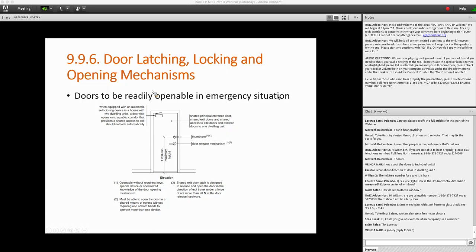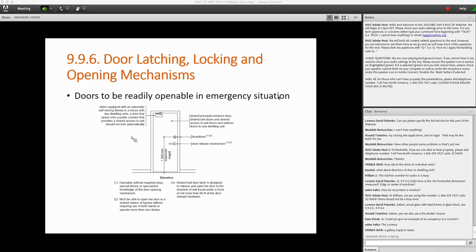Now, under door latching, locking, and opening mechanism. Door latching, locking, and opening mechanisms is discussed in Article 9.9.6.7 of the code. Okay, so the door has to facilitate use of the exit stair, to ensure that occupants are able to safely evacuate the building. The doors providing access to an exit are required to be readily openable in the event of an emergency situation.